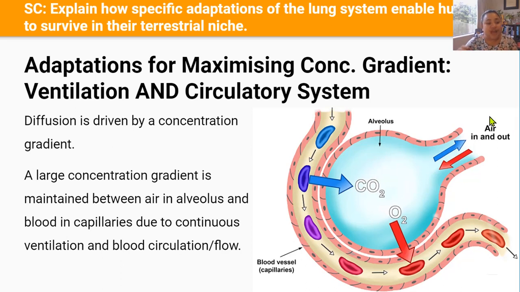So for diffusion to happen, we need to maintain this large concentration gradient. If ventilation or blood circulation stopped, so let's say we had a heart attack, the oxygen and carbon dioxide concentration gradient across this alveoli would be significantly reduced, and this will reduce gas exchange, meaning the alveoli can't take oxygen from the air and it can't get rid of carbon dioxide from the blood.